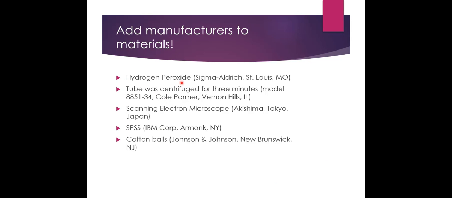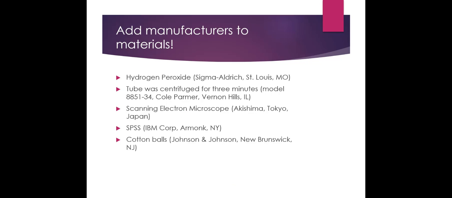So this is what it looks like the first time you mention this stuff. You put the chemical or whatever object that you're using, you put open parentheses, the name of the company that made it, put a comma, then put the city and the state, or the city, state, country, whatever, where this thing is housed. So this is what it looks like for things in the US, the city and the state.